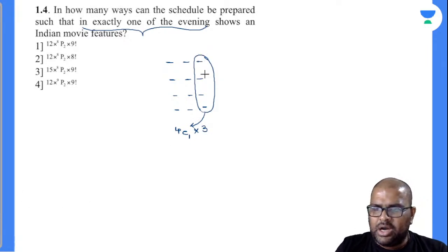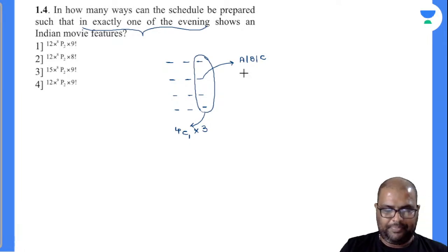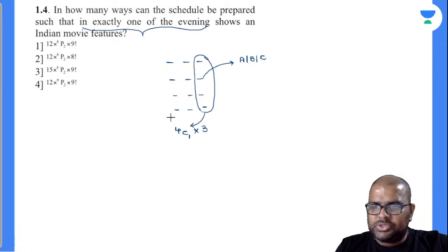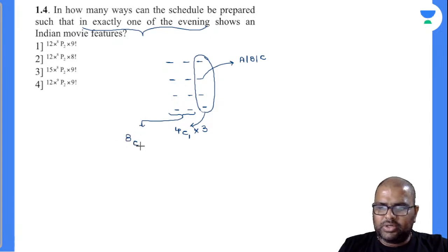Let us suppose that out of these 4 days, you selected slot A. On this slot A or B or C should be played. So how many chances there? 3 chances. Done. Remaining 2 Indian movies should be damn surely played in the morning shows only. Am I right or wrong? How many morning shows are there? 8 morning shows are there. Out of these 8 slots, I have to select 2. And again I have to arrange them. Am I right or wrong? 2 factorial, right? So let us suppose I selected 2.